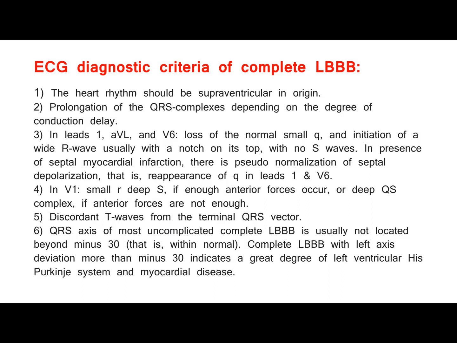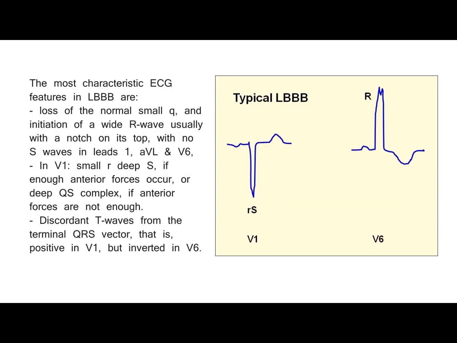Complete LBBB with left axis deviation more than -30 indicates a great degree of left ventricular His-Purkinje system and myocardial disease. The most characteristic ECG features in LBBB are loss of the normal small q, and initiation of a wide R wave usually with a notch on its top, with no S waves in leads 1, AVL and V6. In V1, small r deep S, if enough anterior forces occur, or deep QS complex, if anterior forces are not enough. Discordant T waves from the terminal QRS vector, that is, positive in V1, but inverted in V6.